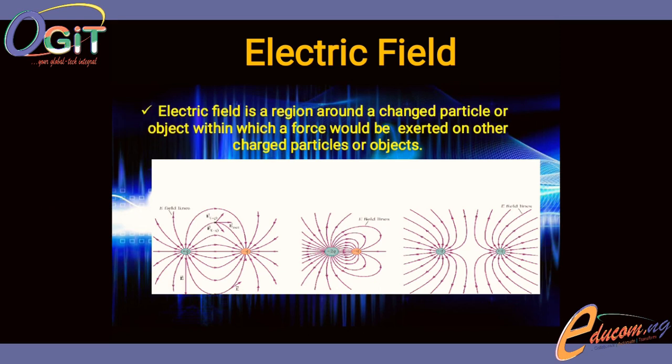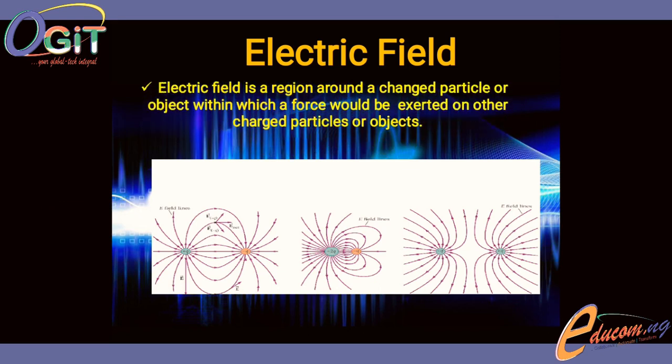What is electric field? Electric field is a region around a charged particle or object within which a force would be exerted on other charged particles or objects. That is, a force of attraction or repulsion is effected on an object, whereby positive and negative charges are either going to attract or repel. This region, we regard as electric field.